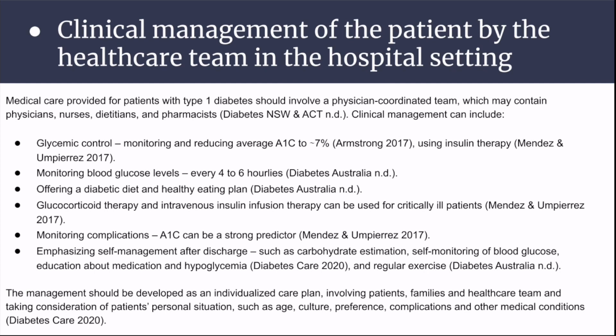Glucocorticoid therapy and intravenous insulin infusion therapy can be used for critically ill patients, and emphasizing self-management after discharge, such as carbohydrate estimation, self-monitoring of blood glucose, education about medication, and hyperglycemia. The management should be developed as an individualized care plan involving patients and their families and healthcare team, taking into consideration the patient's situation, such as age, culture, preference, complications, and any other medical conditions.